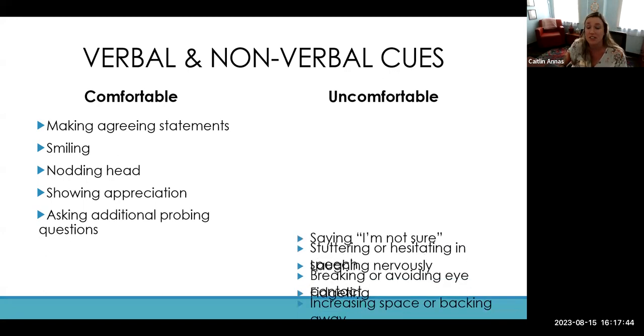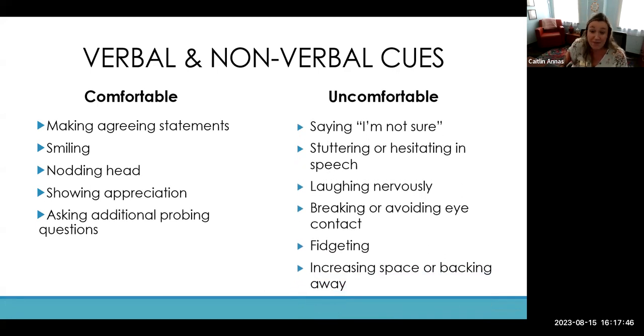Some cues that express that someone is uncomfortable might include someone saying, I'm not sure. Maybe they have difficulty with cohesive speech. Maybe they're stuttering or hesitating. Maybe someone's laughing nervously or avoiding eye contact. Maybe they're fidgeting. Maybe they're trying to increase the space or backing away from a specific person. Or maybe they're flat out avoiding the other person.